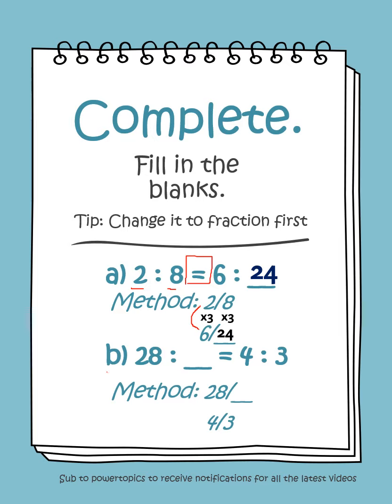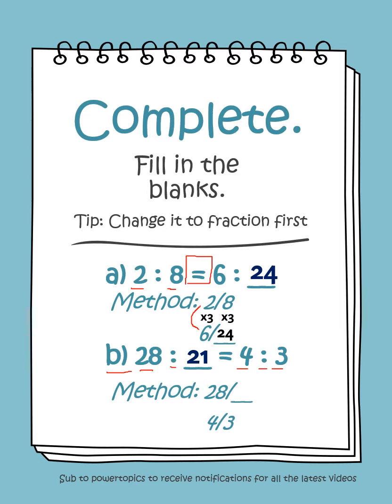Let's move on to B. 28 to blank is equal to 4 to 3. You can pause the video and answer the question. The answer is actually 21. Let's look at the method that we've used.